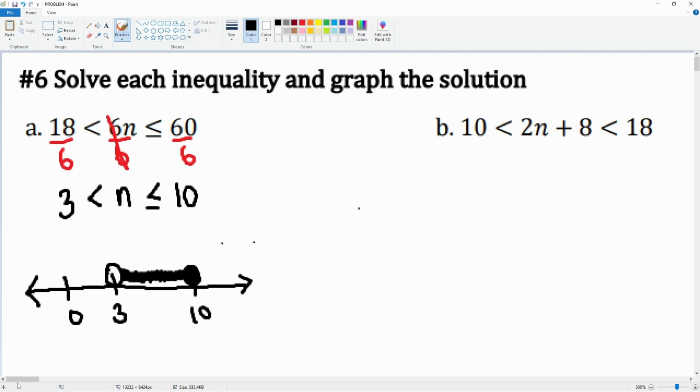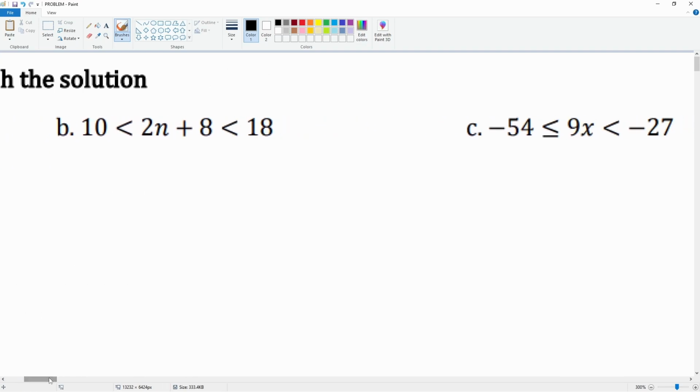All right, now let's do B. Same process here. We have 2n plus 8. We're trying to get n alone, so let's subtract the 8 to the left and to the right, basically to everything. This does cancel. 10 minus 8, which is 2, bring down that 2n. 18 minus 8, which is 10. Make sure you bring down the inequality symbols as well.